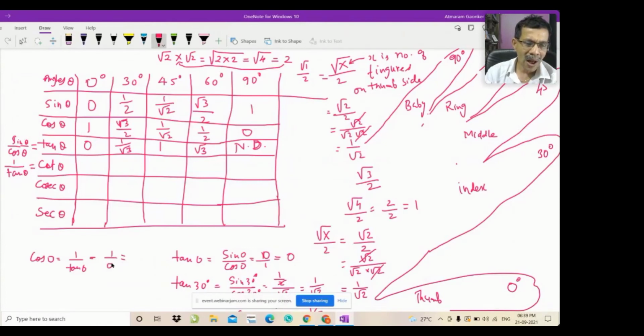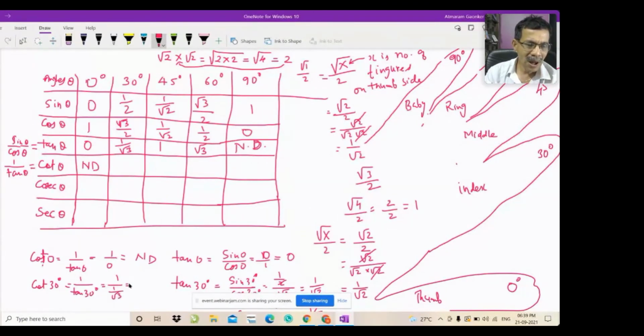And when the denominator is 0, it is not defined. So cot 0 is not defined. And then, sorry, this is not cos, it is cot. Then cot of 30 degrees is equal to 1 upon tan of 30 degrees, that is 1 upon 1 upon root 3.